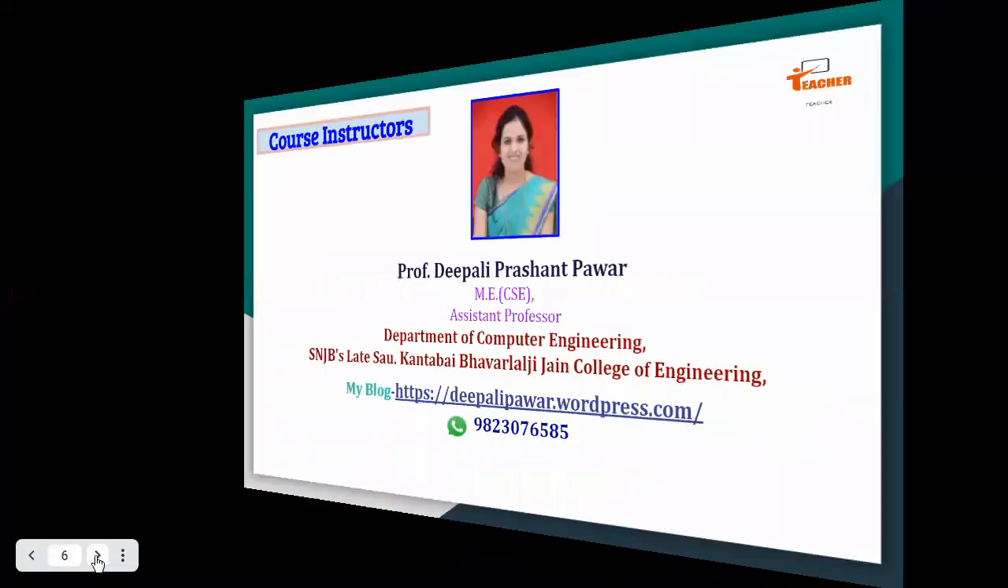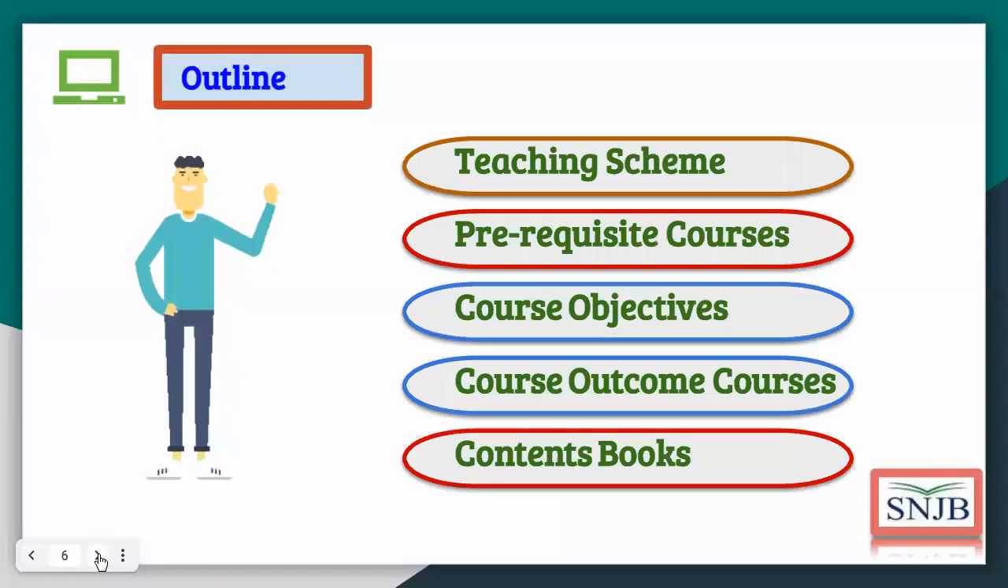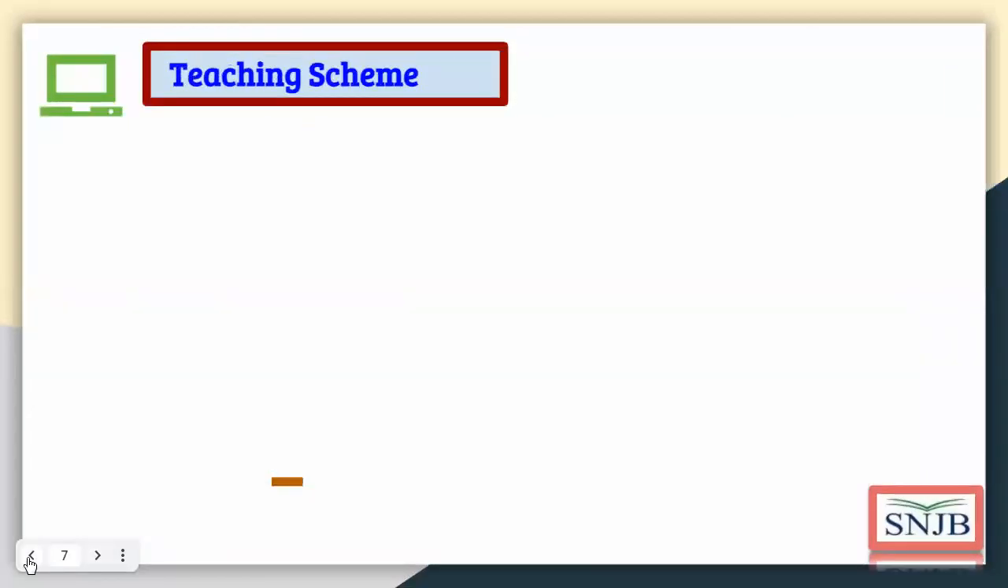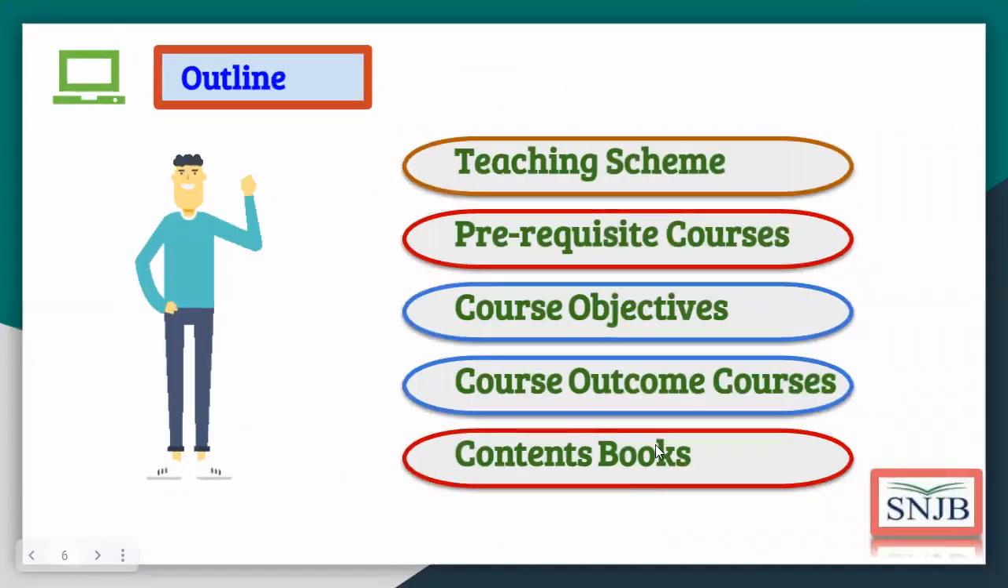Next, this is the outline of today's orientation program: what is the teaching scheme, what is the prerequisite course required, what are the course objectives, course outcomes, and what are the books required for that subject. So we'll not directly start with what exactly data structures are.